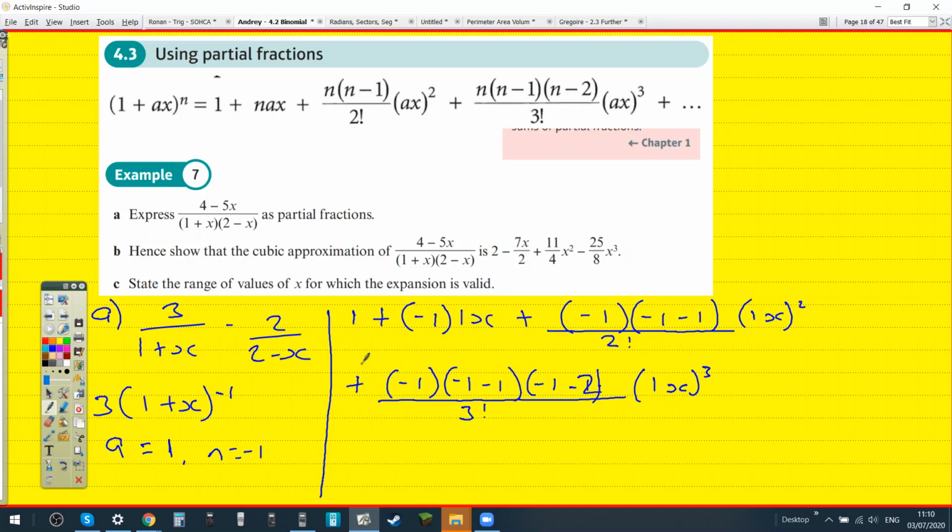And now to simplify that, it would be 1 minus x, and then I'll start using my calculator here.